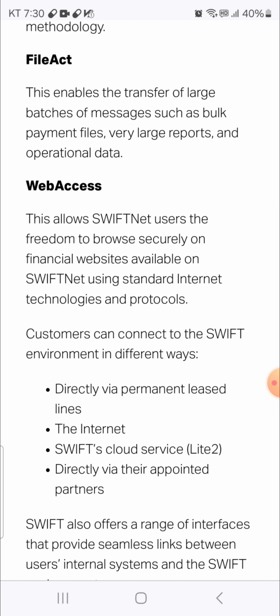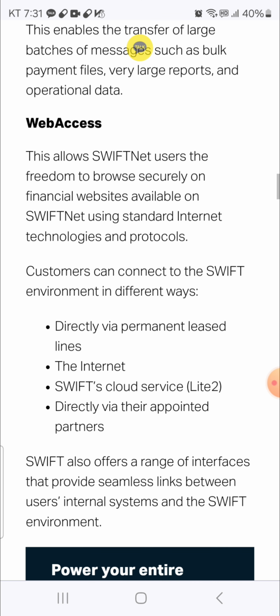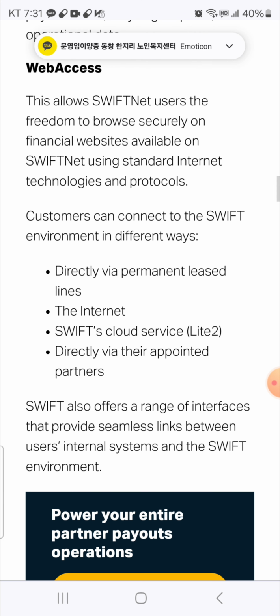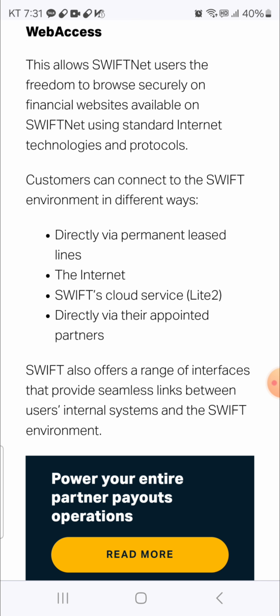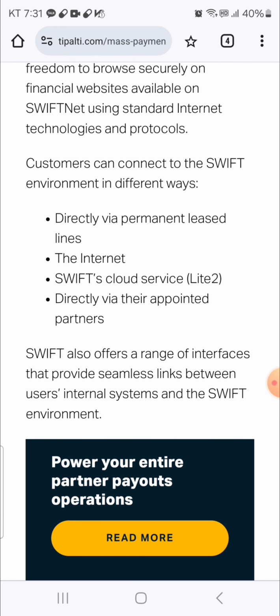Web access allows SwiftNet users the freedom to browse securely on financial websites available on SwiftNet using standard internet technologies and protocols. Customers can connect to the Swift environment in different ways: directly via permanent leased lines, the internet, Swift's cloud service Lite2, or via their appointed partners.